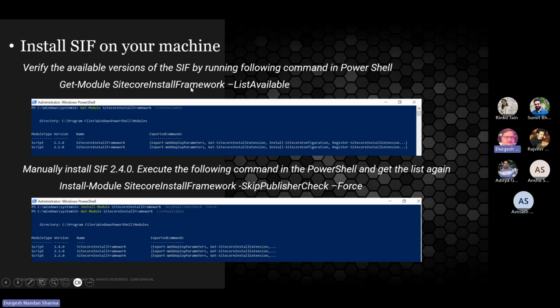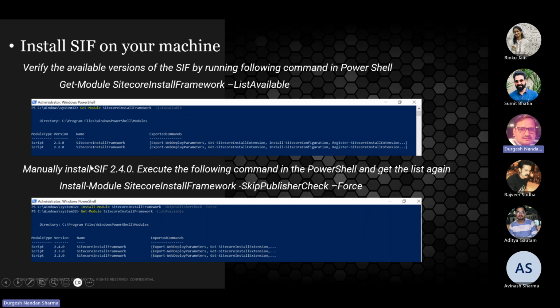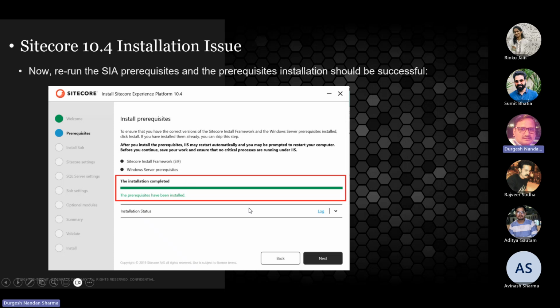So, Get-Module Sitecore Installation Framework -ListAvailable. Here the machine is showing 2.2.0 and 2.3.0. But for 10.4, SIF version 2.4.0 is required. So we are going to install it manually with this command: Install-Module SitecoreInstallationFramework -SkipPublisherCheck -Force. Then next time when we run Get-Module -ListAvailable, 2.4.0 is available, and after this if we run the installation again, Sitecore will be installed.